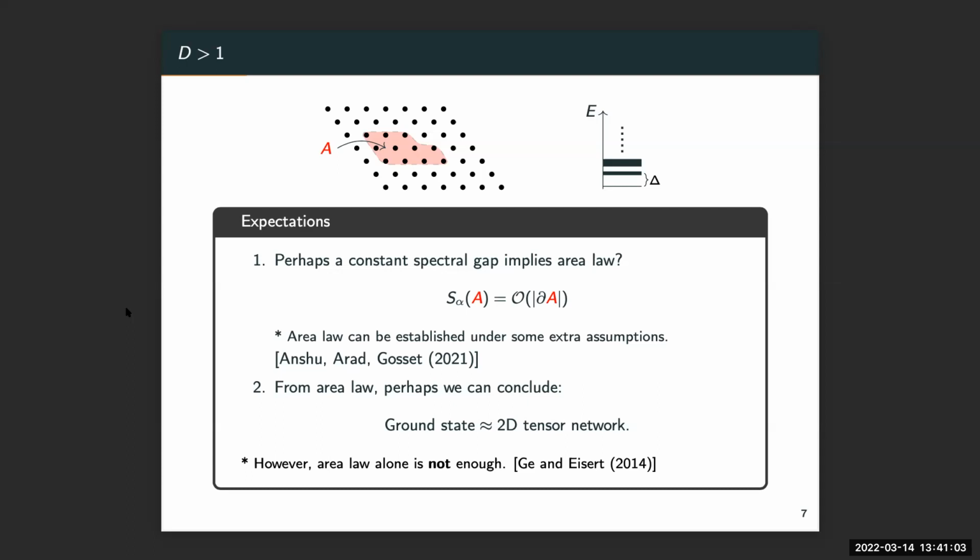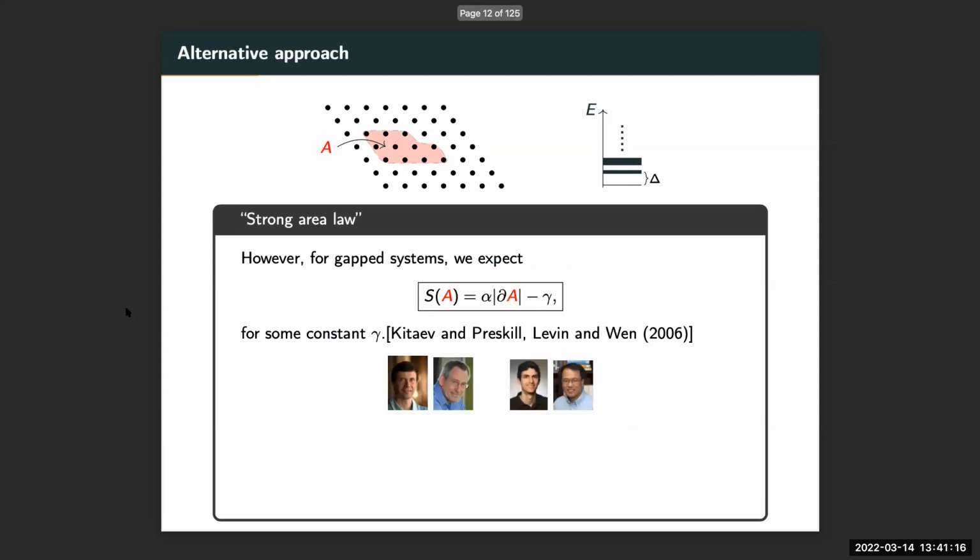So in order to make progress, it looks like simply proving area law is not enough, and even simply assuming area law is not enough. You need to make some extra assumptions, or you need to show something stronger. And the entanglement bootstrap approach is trying to make one attempt to make progress on this problem. And our starting point is very simple.